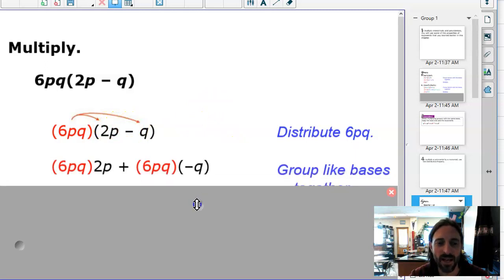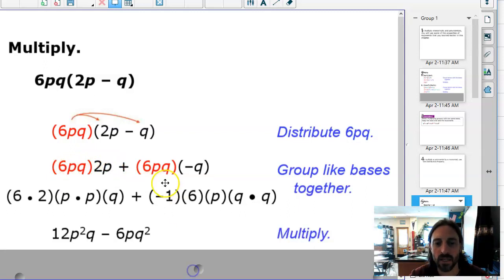And when I do that, I get, oh my, look at this. This is just gorgeous. Actually, 6 times 2 is 12. p and p is p squared, and the q. And over on this side, 6 times negative 1 is negative 6. I got a p, right? 1p, p to the first, and q is q squared.